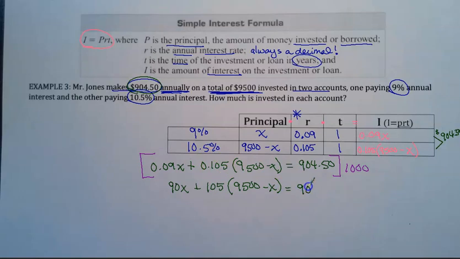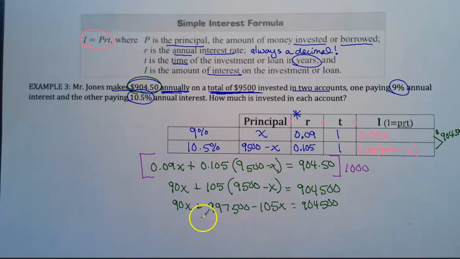And that equals 904,500. Okay, so it's the same problem. I just cleared the decimals by multiplying by 1,000, which again, you don't have to do, especially if you have a calculator. You could go ahead and work with the decimals perfectly fine and not have to worry about it. All right, so then we would distribute here. So I'd have 90x plus 105 times 9,500, which would be 997,500 minus 105x equals 904,500.